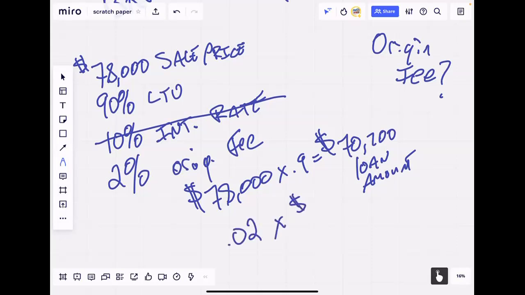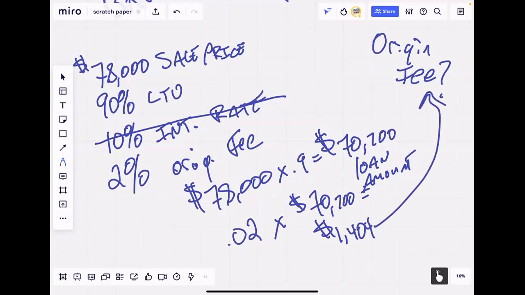0.02 times 70,200, which is the loan amount, gives us what? 1,404. 1,404, which would be the origination fee. Yep. Yeah. So listen to what I'm going to tell you.